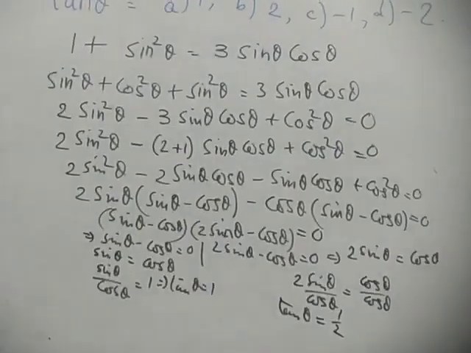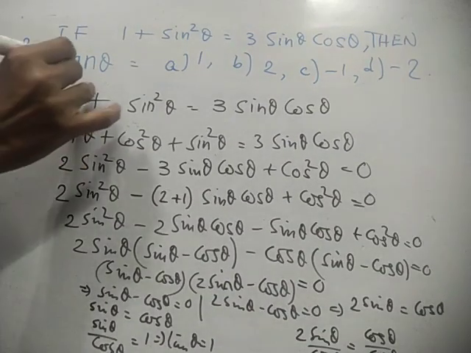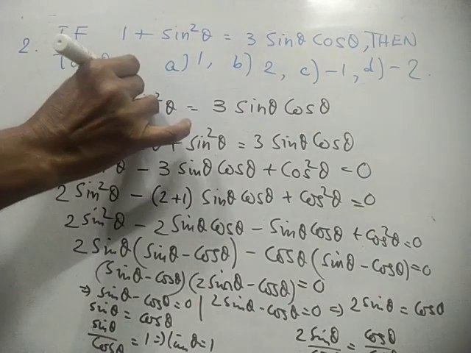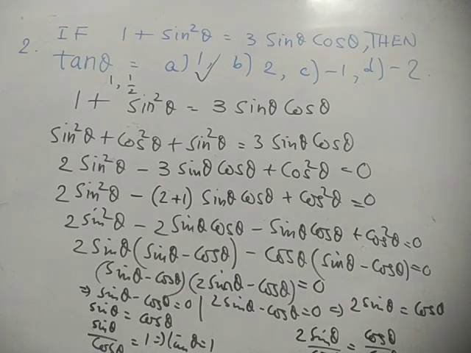So tan theta, 2 values we got, 1 and half. Here option 1 is given, so option A is right. So this sum we have to do this way. Now we will move on to another chapter, banking.